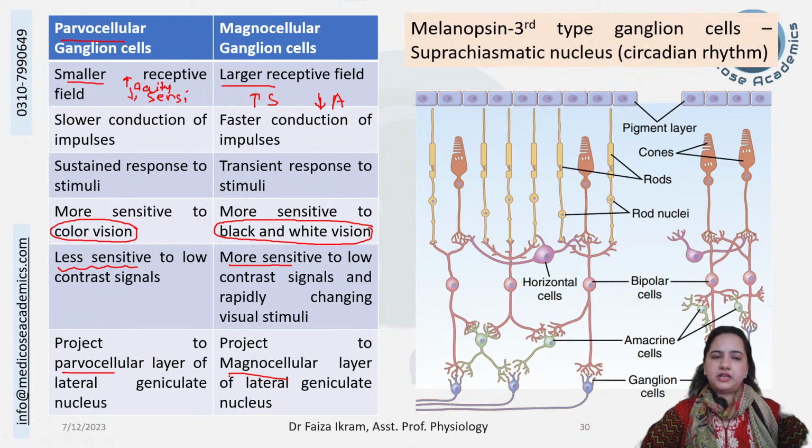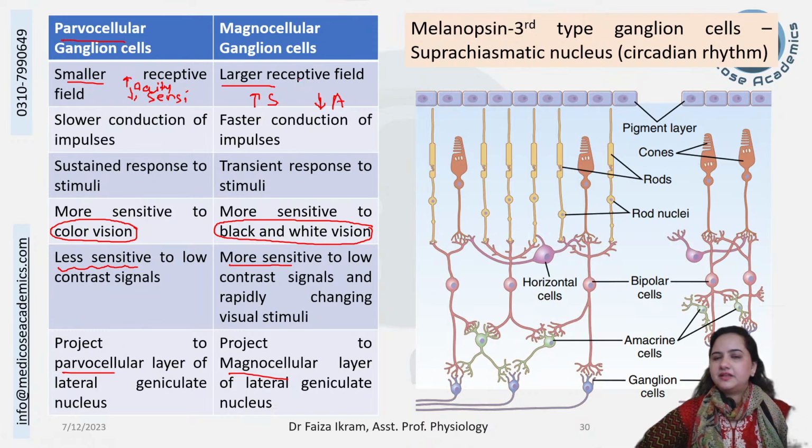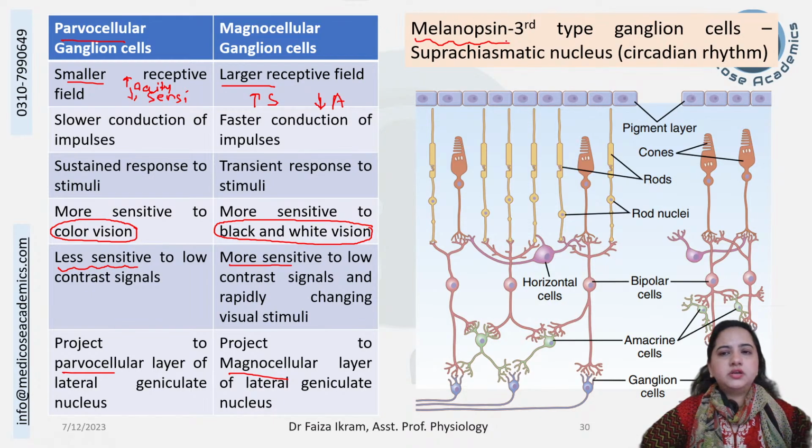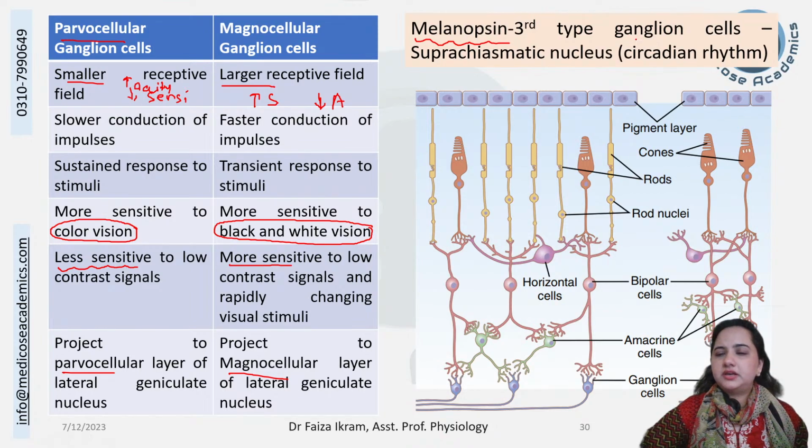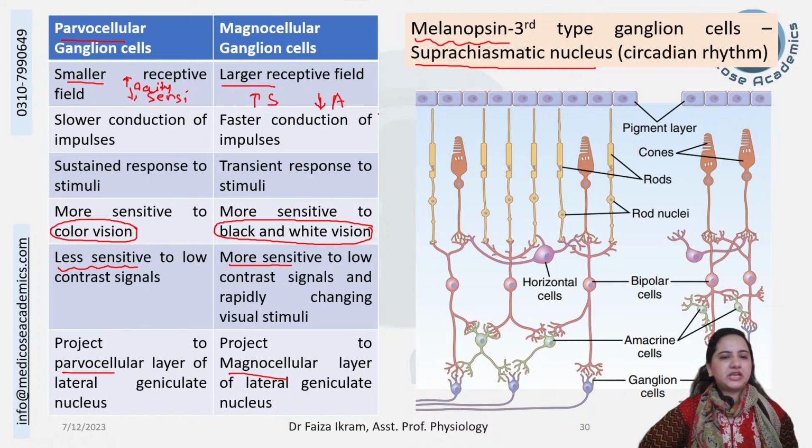There is a third type of ganglion cells too, which do not have photopsin, scotopsin, or rhodopsin. They have melanopsin. Where do they project? They do not go to the visual cortex. Rather, they project their ganglion cell neurons to the suprachiasmatic nucleus of the hypothalamus, and they are there to regulate the circadian rhythm.